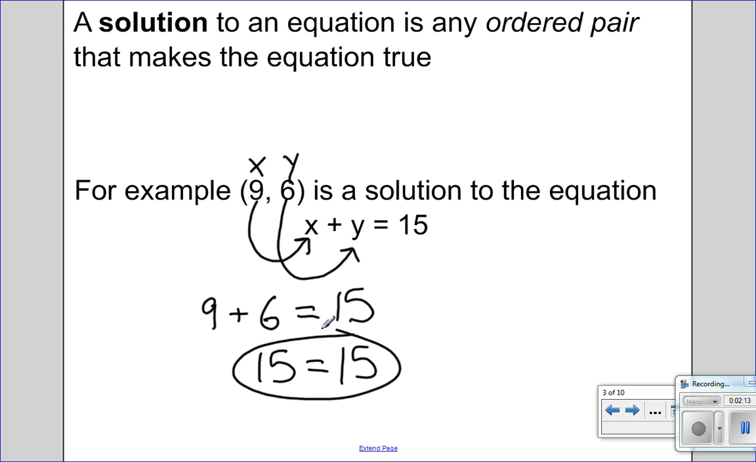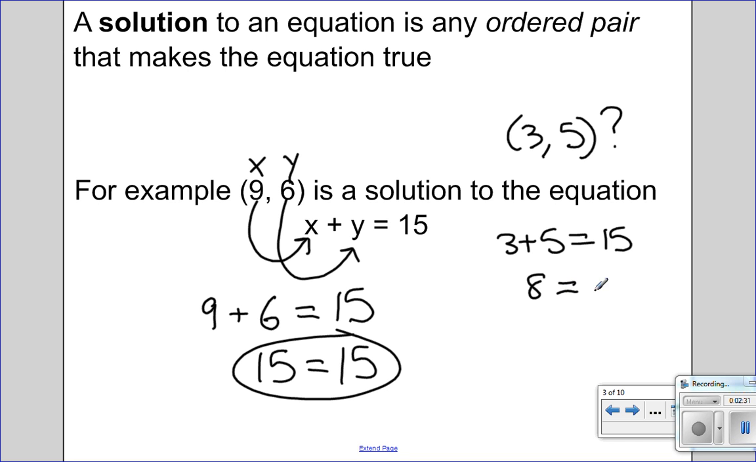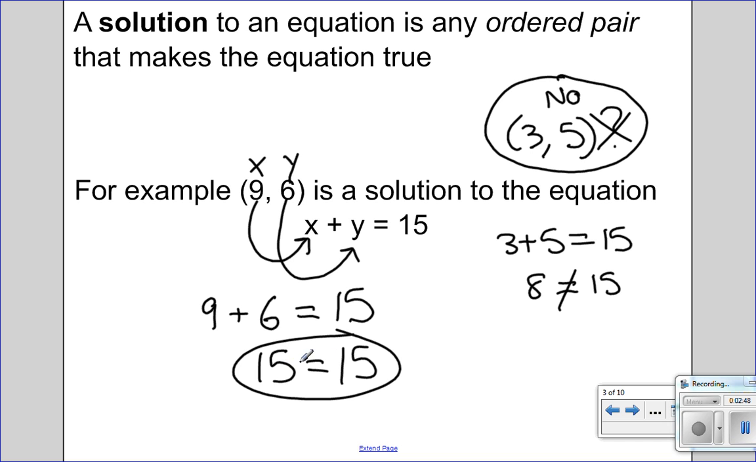If I tried the point (3, 5), is that a solution? Well, if we plugged it in, I get 3 plus 5 equals 15. 3 plus 5 is 8, equals 15. But since 8 does not equal 15, the answer is no. This is not a solution. Okay, so it's only a solution once you plug in the x and y coordinate points, and it makes the equation true. 15 equals 15.